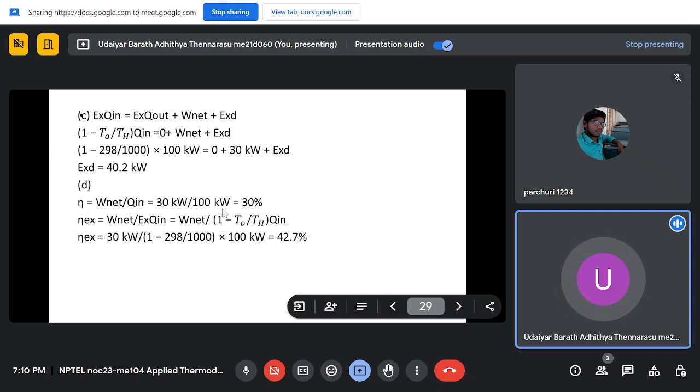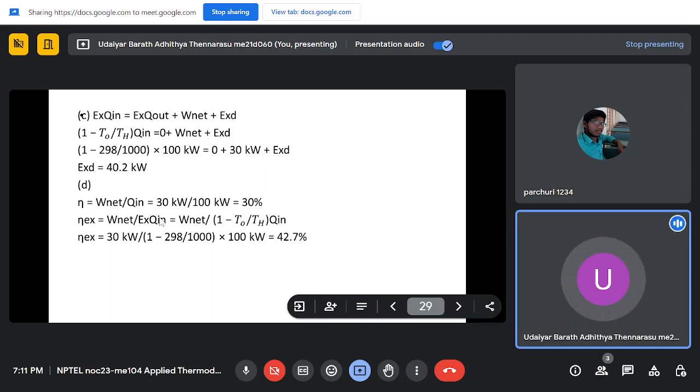I think you made a mistake here, right? Yes, sir. Efficiency is W net by Q in, the amount of work you are getting out with the amount of energy you are giving in. So that is the efficiency, which is 30%. And exergy efficiency is W net by exergy in.